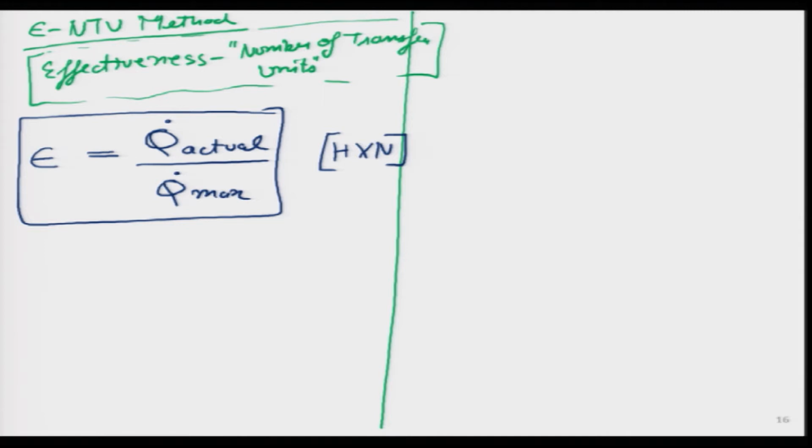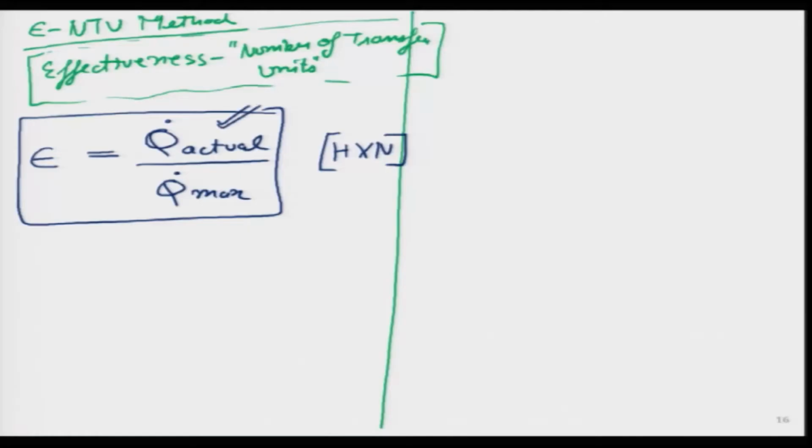I will just measure the temperature drop. I know the mass flow rate taking place. I know the specific heat of both the fluids. So, Q dot actual is actually not difficult to figure out. What is the concept of Q dot max? What is the concept of maximum heat transfer possible?